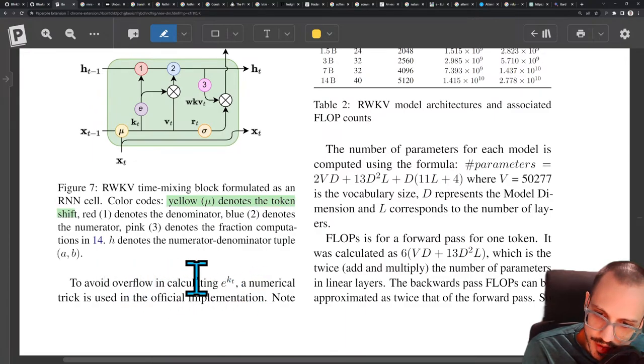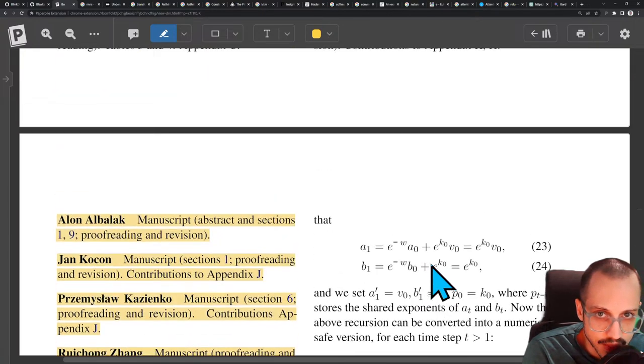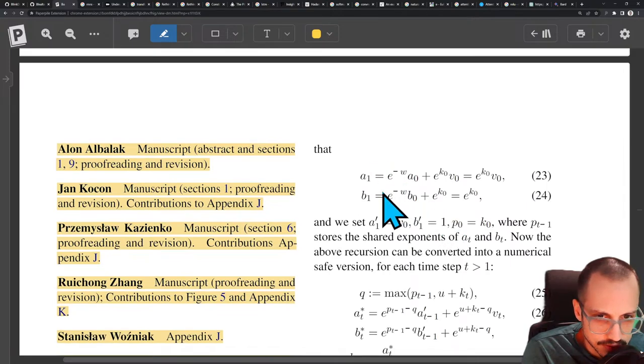To avoid overflow in calculating e to the kt, a numerical trick is used in the official implementation. Note that a1 equals e to the negative wa naught plus e to the k naught v naught, which equals e to the k naught v naught. We set A1 prime equal V naught and B1 prime equals 1, where PT minus 1 stores the shared exponents of AT and BT. Recursion can be converted into a numerically safe version.